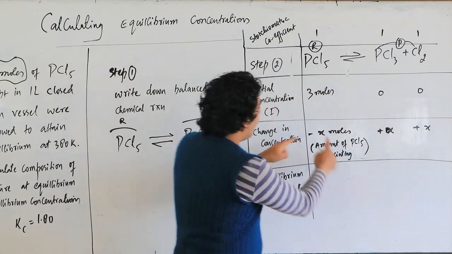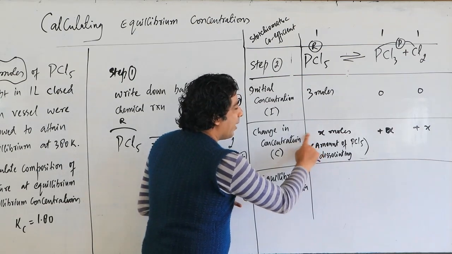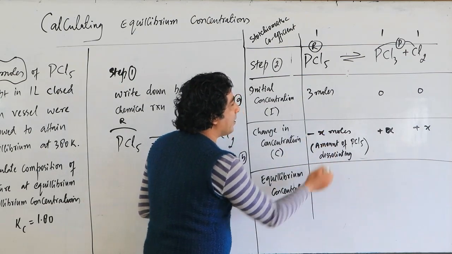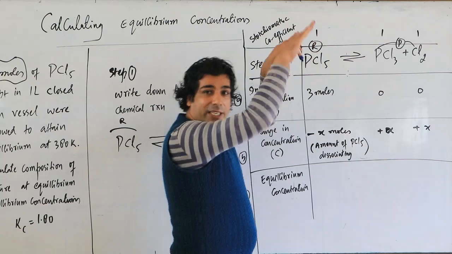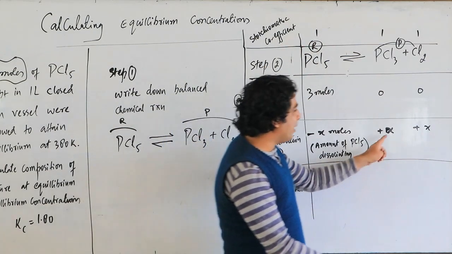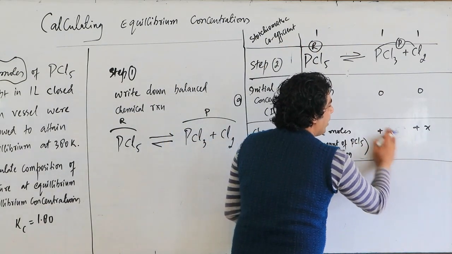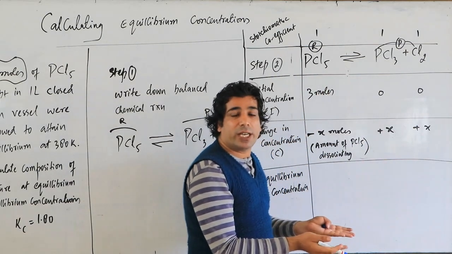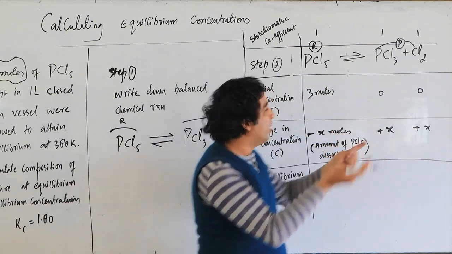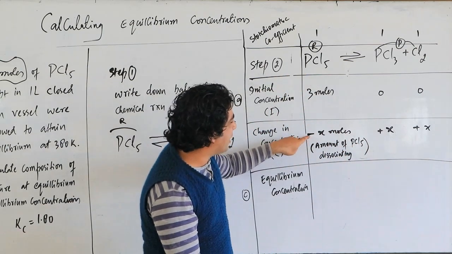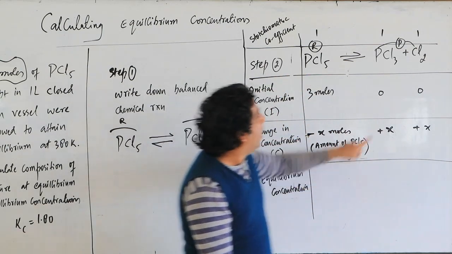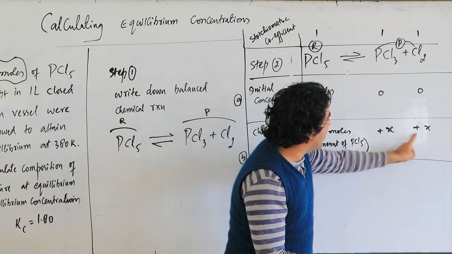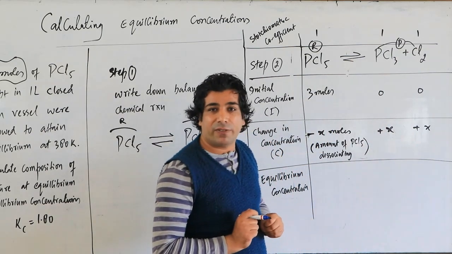Cl2. Why am I writing minus here? The reason is that PCl5 is a reactant, it will decrease. And I am mentioning plus here. Why do I mention plus here? Because the PCl3 and Cl2 are products. Their concentration will increase. So minus means decrease: reactant will decrease, and products will increase. Positive sign means increase, my dear friends.